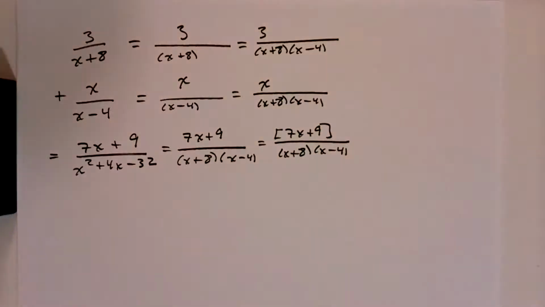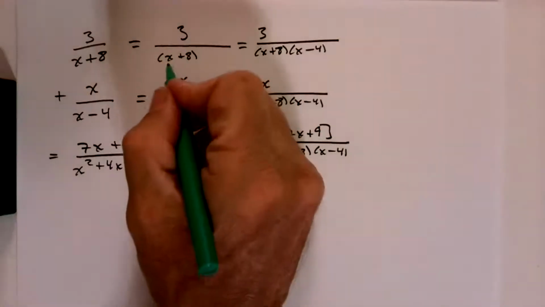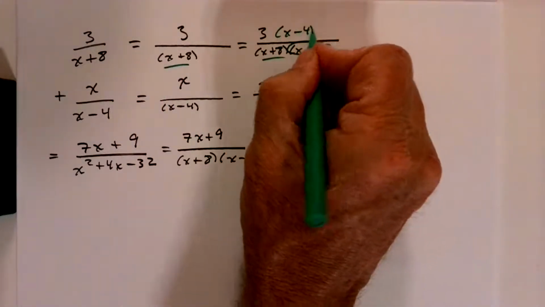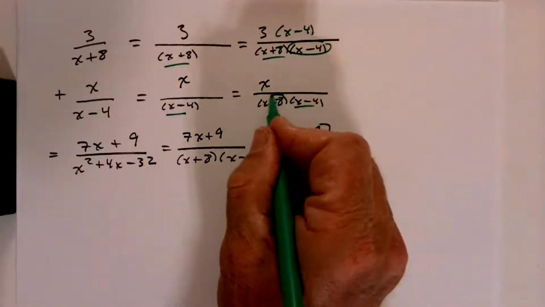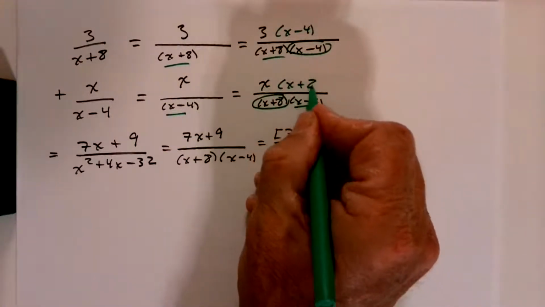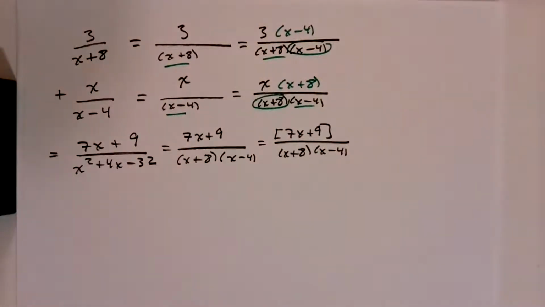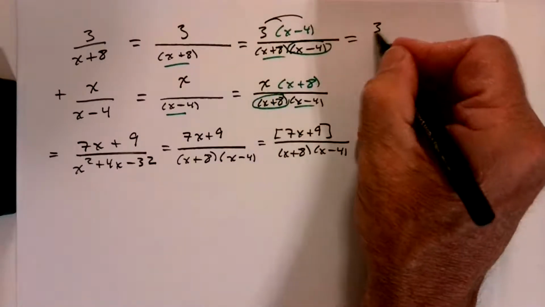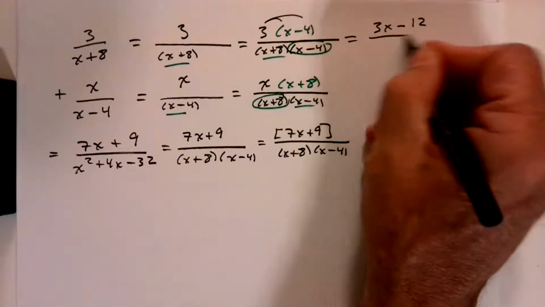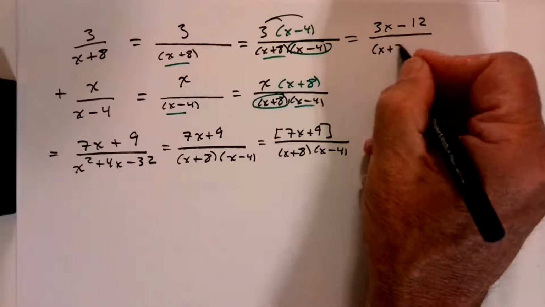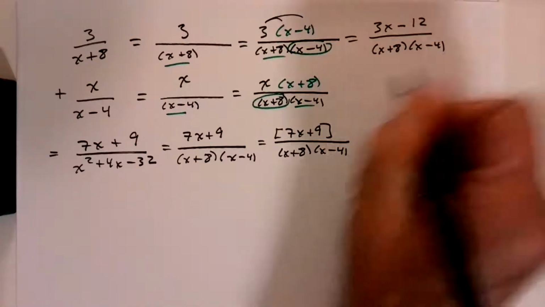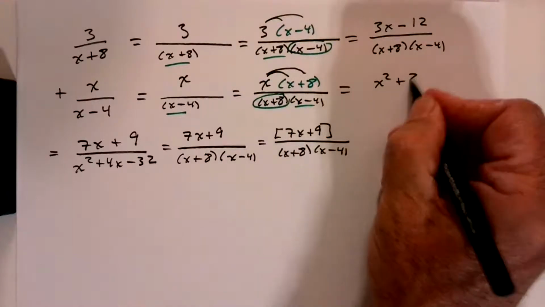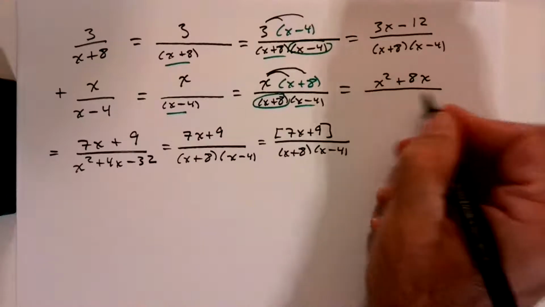Now let's look for what's new on the bottom. X plus 8 was there before. X minus 4 is new on the bottom, so let's put it on the top. X minus 4 was there before, so x plus 8 is new. Put that on the top. Nothing is new here, so nothing new has to go on top. Distributing, 3x minus 12 over x plus 8, x minus 4. X squared plus 8x over x plus 8, x minus 4.